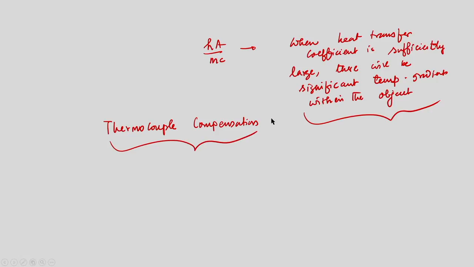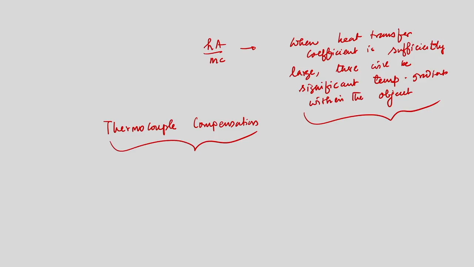So that means we have understood, in fact today I have tried to recapitulate what we have established in the last lecture, and we have understood that there are a few factors which influence the transient response characteristics of a particular system. Okay. Now the question is, what is thermocouple compensation?